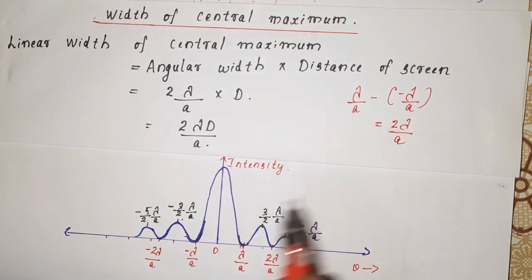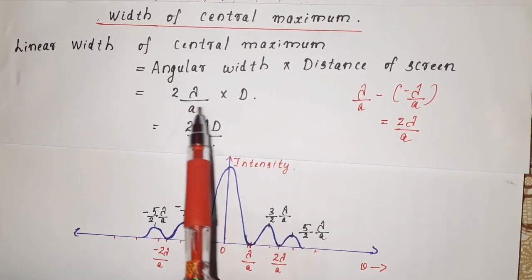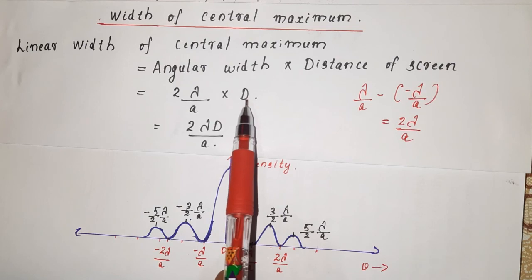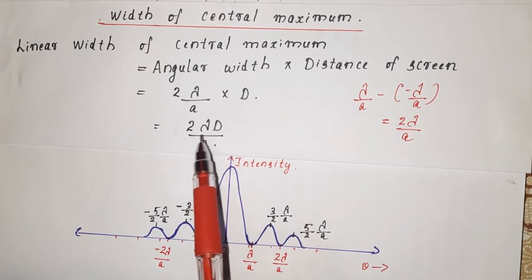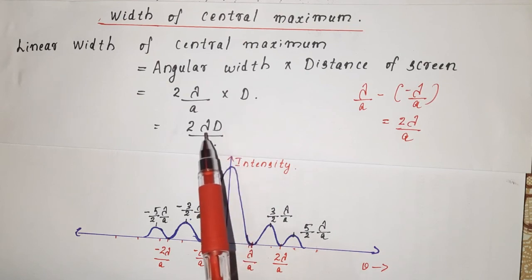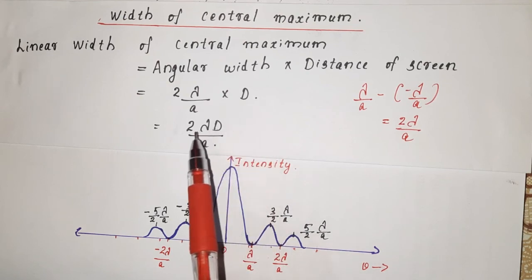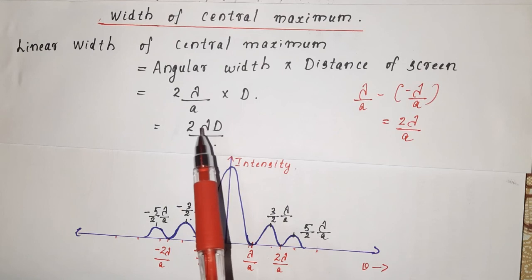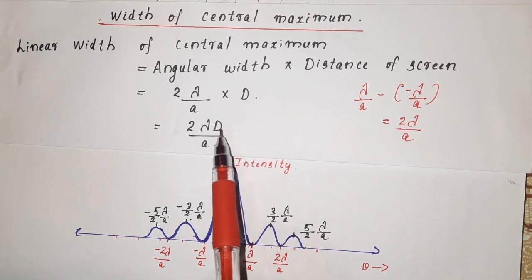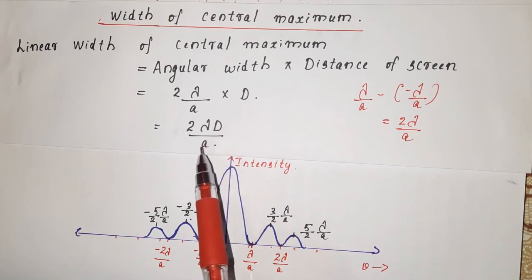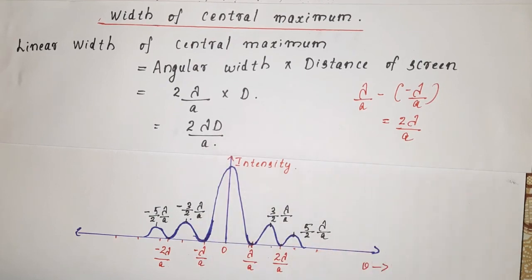So the angular width is 2 lambda by a. That multiplied by the distance of the screen will give us the actual width of the central maximum. So here the width of the central maximum is 2 lambda D by a, where lambda is the wavelength of light used, D is the distance of the screen from the slit, and a is the width of the slit.